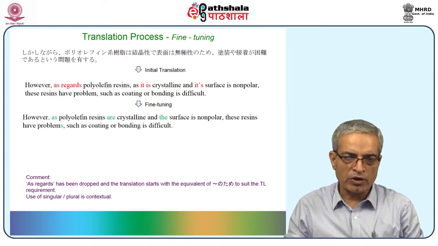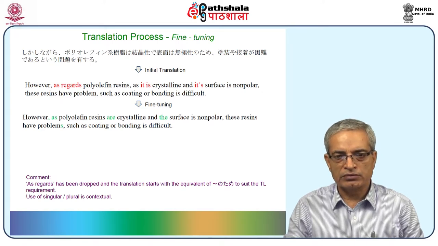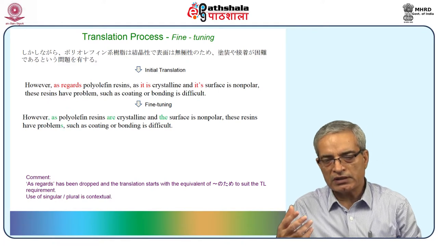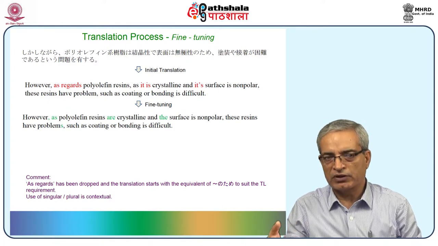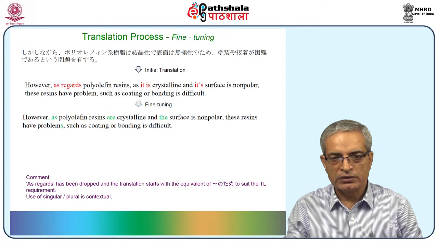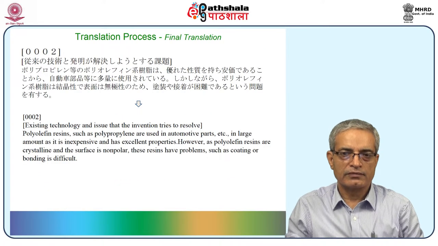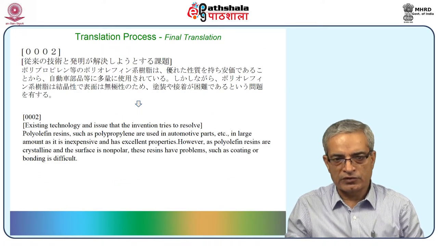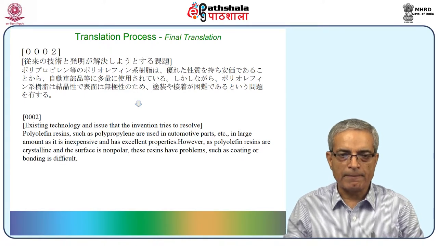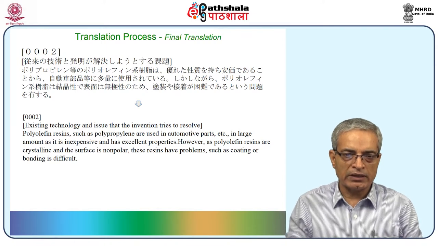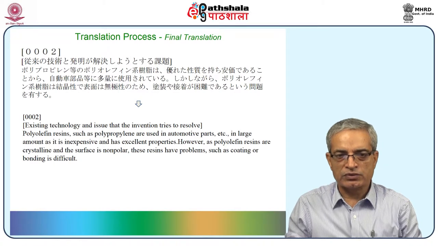As regards has been dropped in this particular case. When you are not very clear, then as regards is put, but when you are clear, then as regards can be dropped. Then use of singular or plural is context dependent. This is the translation. 0002 remains as it is. The jurai no gijitsu to hatsume ga kaiketsu shiyou to suru kadai becomes existing technology and issue or issues that the invention tries to resolve.